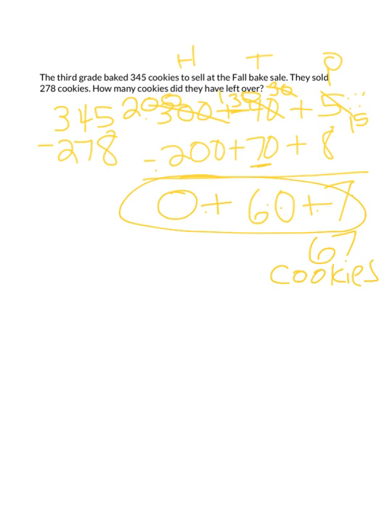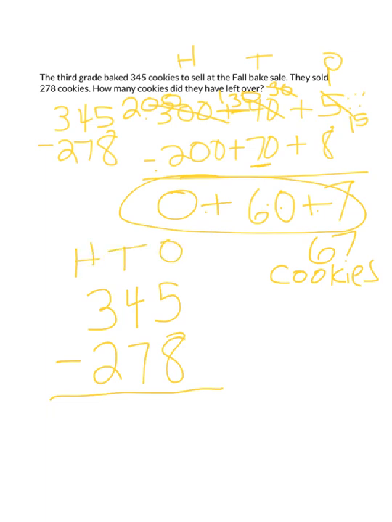Let's take a look, though, at what we call regrouping. We are not going to expand and trade. We are just going to write it as a regular subtraction problem. 345 minus 278. And it's pretty much very similar to expanded trade, except I'm not writing in an expanded form. So I take a look at the problem, and I look at the ones place and the tens place and the hundreds, and I start at the ones.